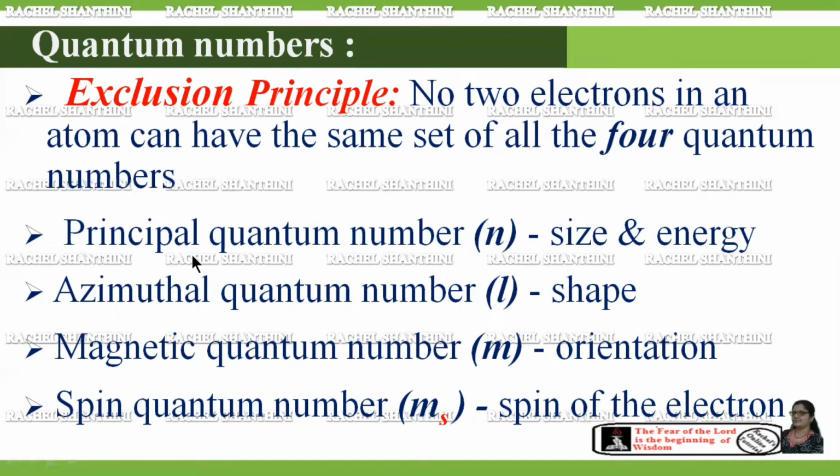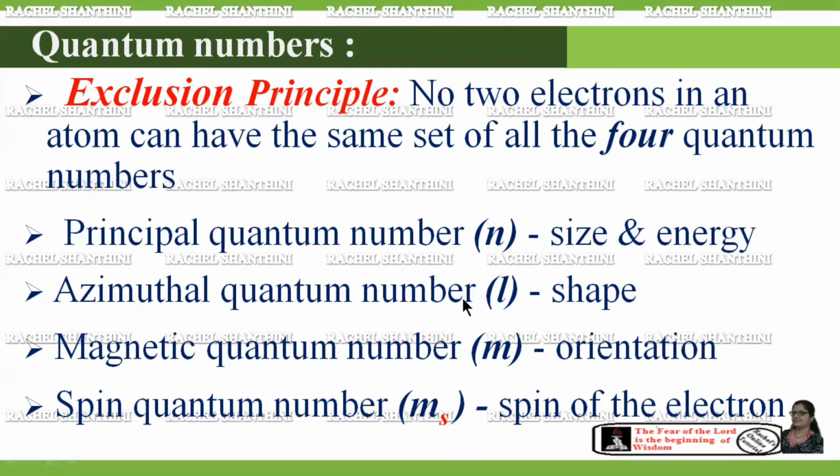What are they? They are the principal quantum number, azimuthal quantum number, magnetic quantum number, and spin quantum number, right? The principal quantum number determines the size and to a large extent the energy of the orbital. From the value of n, we come to know whether the electron is in the K shell or L shell or M shell and so on, right? So it determines the size of the orbital.